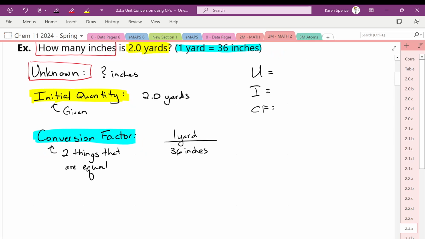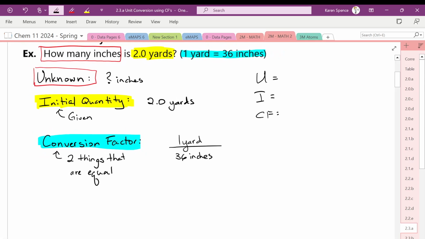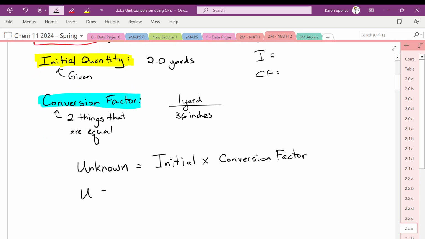Now, how do we do the calculation with these things? We take our unknown and we say, my unknown is equal to my initial quantity times the conversion factor. Another way of saying that is U is equal to I times CF. And you can write that down for yourself if you find it helps you structure the equation.